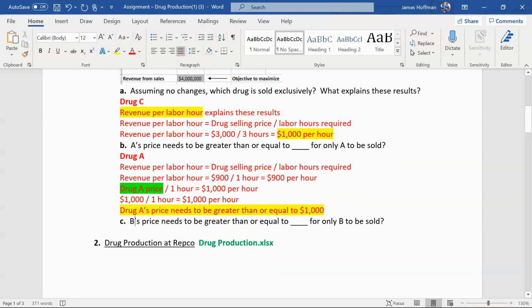B's price needs to be greater than or equal to what for only B to be sold? All right, so let's start with what we're currently getting, and then figure out what the correct price would have to be.